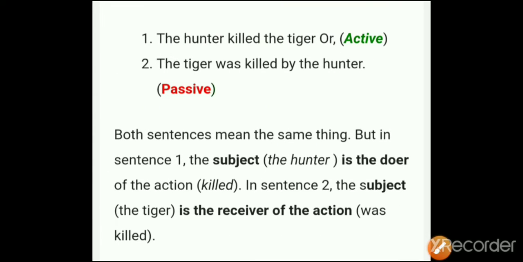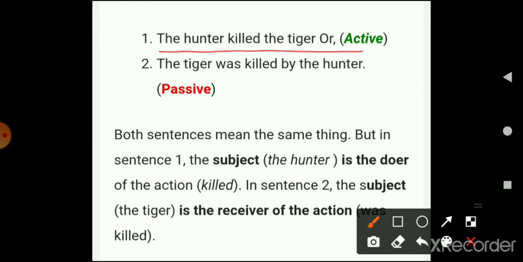The first one is: the hunter killed the tiger, which tells you that the tiger gets killed by the hunter. The second one is: the tiger was killed by the hunter. The meaning of both sentences is similar, that a tiger is being killed by a hunter.